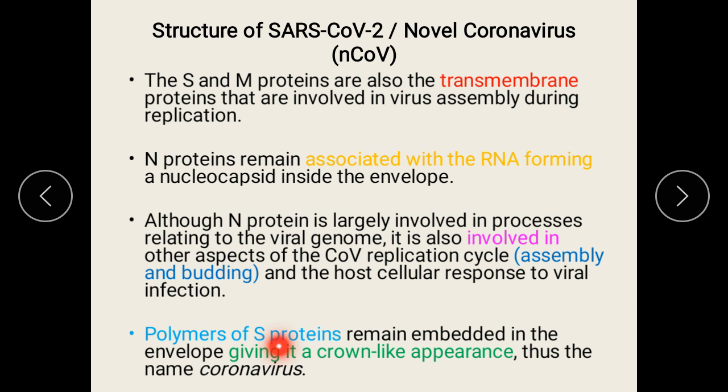The polymers of S protein remain embedded in the envelope and give the crown-like appearance, thus the name coronavirus. So the crown-like appearance of the coronavirus is due to the polymers of S proteins.